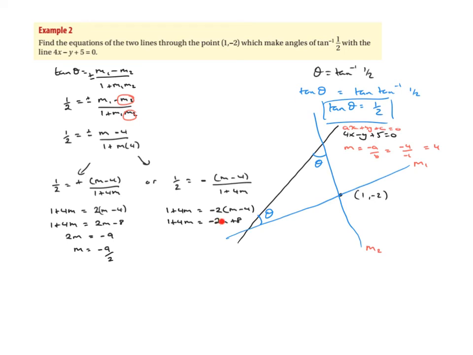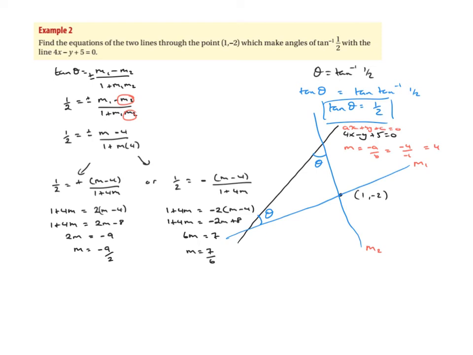Again, I'm going to take this across to this side, this across to this side. So I'm going to end up with 4m plus 2m, which is 6m, is equal to 7, and m is equal to 7 over 6. I'm not quite finished because it doesn't ask me for the gradients or the slope.